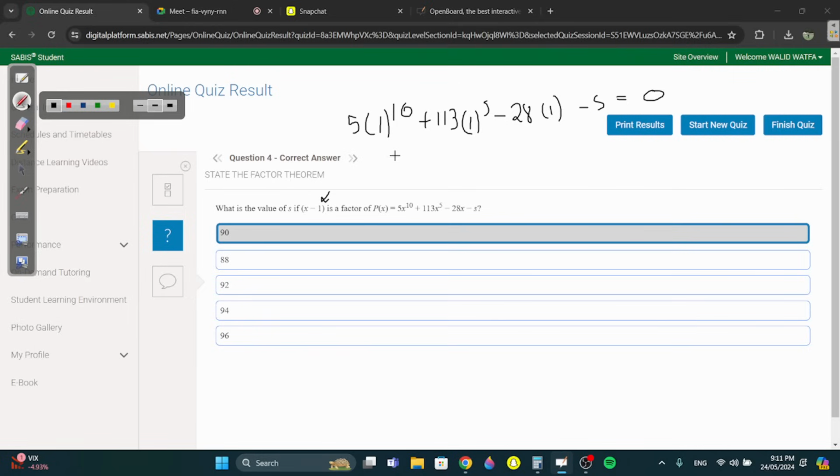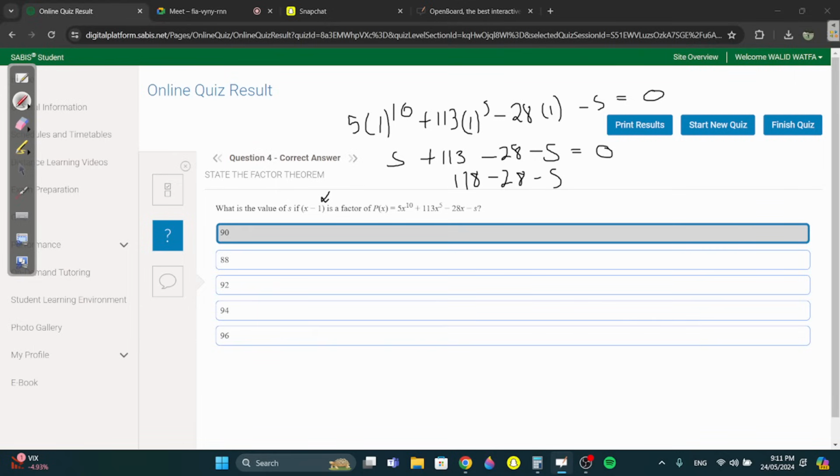And then 5 times 1 to the power of 10 is just 5. 113 times 1 to the power of 5 is just 113. Minus 28 minus s equals 0. That looks like a 5, but that's an s. So 5 plus 113 is 118, minus 28, minus s equals 0. So you're going to get 90 minus s equals 0.